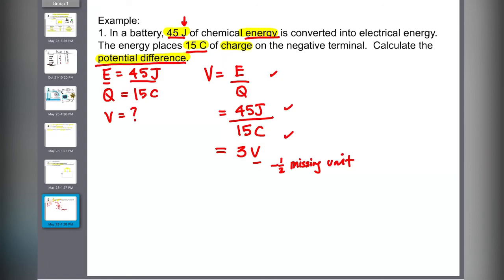And it's always good to have the chart in front of you. And it will eventually get to the point that you know it by heart. You know Q is measured in C. You know I is measured in amps, so on and so forth.